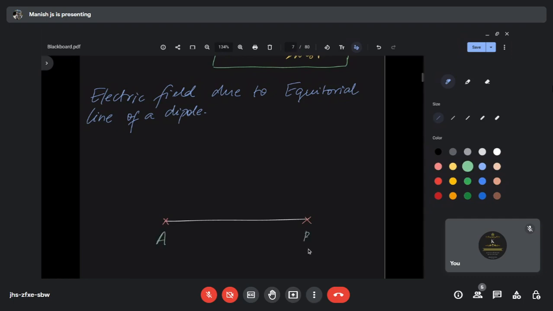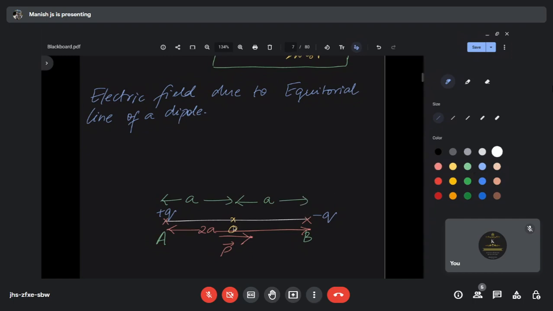Say this is point A and this is point B. At point A we have a plus Q charge. At B we have a minus Q charge. So therefore we have a dipole. An electric dipole moment will always be oriented in the direction from minus Q to plus Q. So this is the direction of the electric dipole. I'm marking a point O at the midpoint of the dipole. Because the total length is 2A, the distance from A to O is A. The same is the distance from O to B.